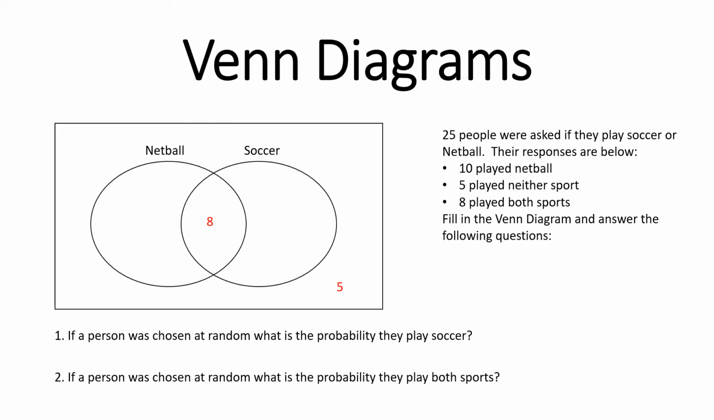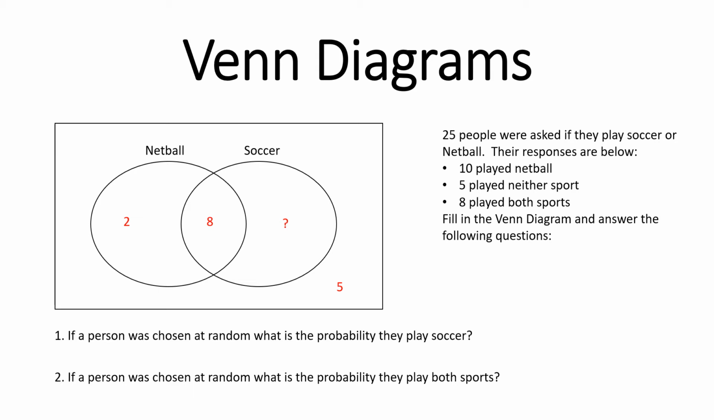So what's going to go in the other part of the circle? The people who just played netball, if we know that the total circle has to equal 10. That's going to be 2. Now from here, how are we going to work out what goes in the soccer circle? Well, we know that we should have a total of 25 people because the question said 25 people were asked.